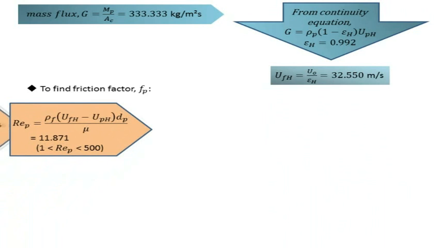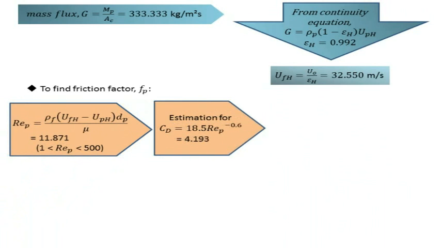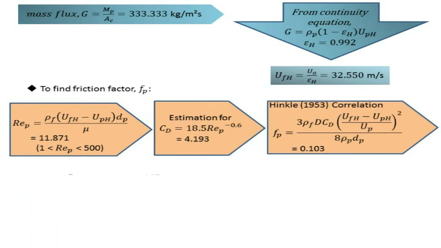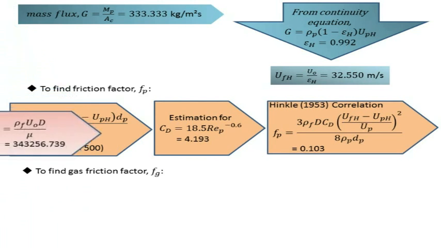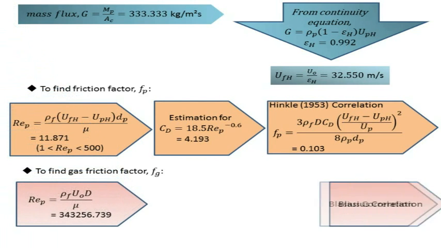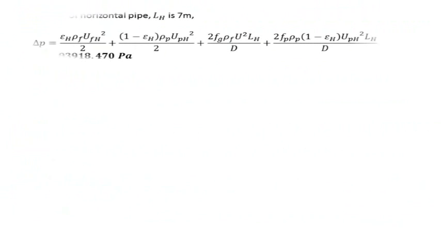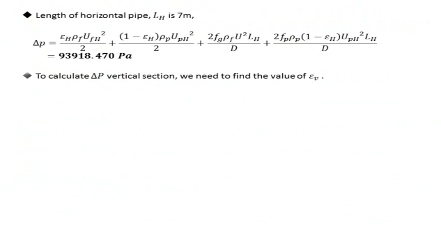To find the friction factor, the Reynolds number is calculated. The estimation for CD based on that range is 4.193. For the Hinkel equation, FT equals 0.103. To find the friction factor, again calculate the Reynolds number, then use the Barth Nikuradse correlation to get the value of Fg. The length of horizontal pipe is 7 meter. When all the unknown values are known, delta P horizontal can be calculated. In vertical, for delta P we need to find the voidage for vertical.